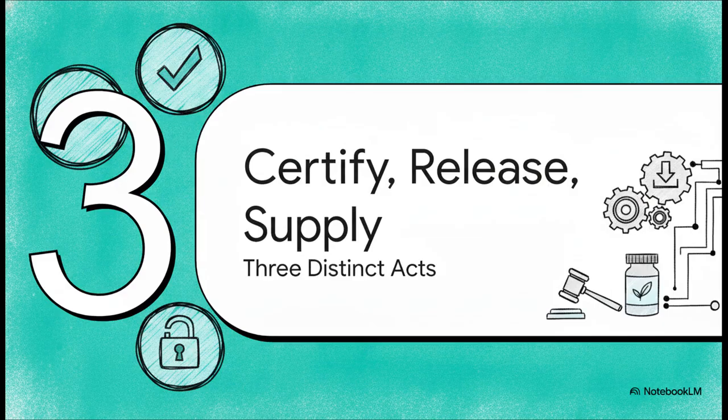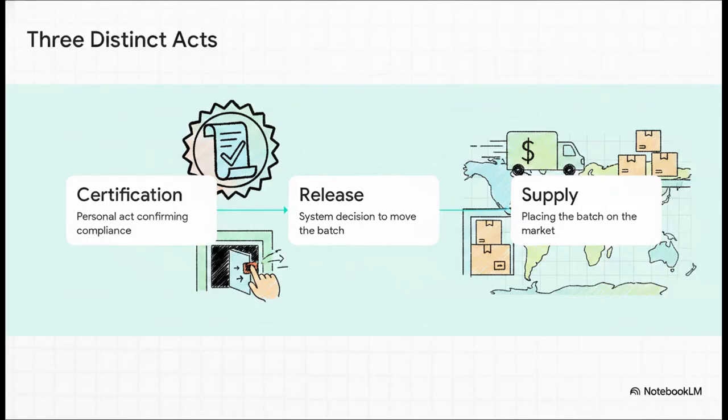All right, Section 3, certify, release, and supply. It's actually wild how often people inside the industry mix up these three completely distinct acts. People will often casually say, oh, the QP released the batch to the market. Actually, scratch that. Technically, that's wrong. Let's walk through the three sequential steps.